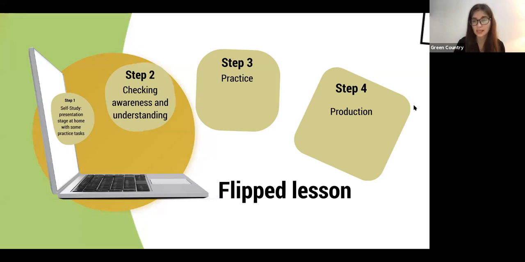Step number 2 will be the beginning of your lesson. It will be the lesson itself. It will be checking understanding and awareness of the topic. Again, it will be some task regarding the topic of self-study. If you talk about present simple and grammar, we would take some sentences with mistakes. We would put them in the lesson, for example, on the walls in your classroom, and we would ask your students to correct the mistakes in pairs.